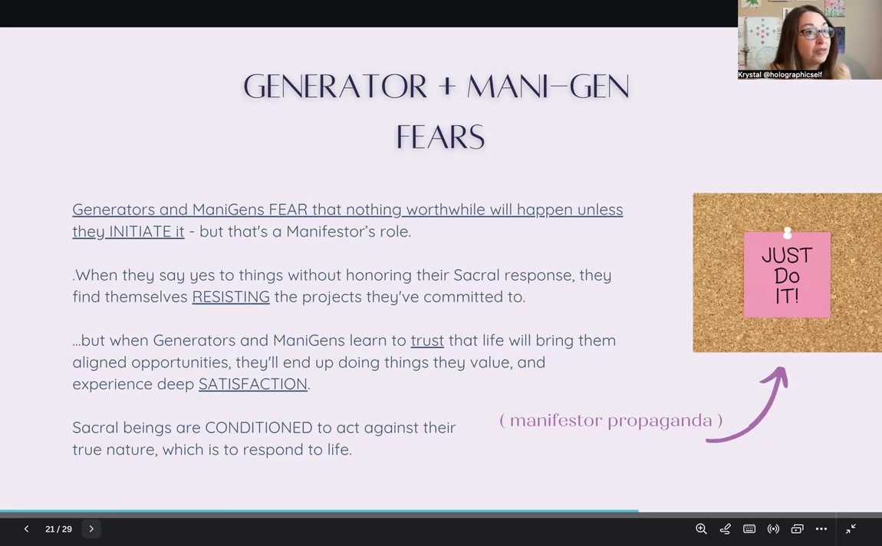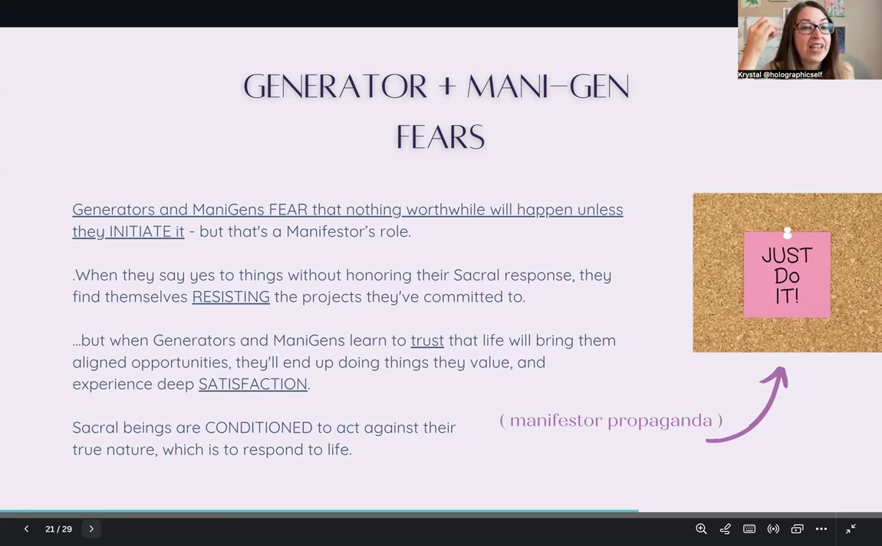It's a physical, felt sensation in the body. If they don't honor that, if they do it from the mind, if they're like, oh, well, this is very logical and I ran all the calculations and I should do this, then they're making decisions from their mind. And when they do that, they will find themselves resisting what they've committed to. And then, depending on what's going on in their chart, it might even cause them some shame or some feelings of conflict, right?